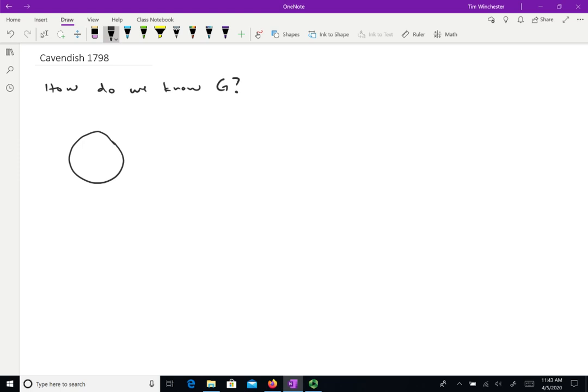Okay, so here's the Earth. Here's some object on its surface. And if I measure that force, well, then I can just take Newton's law of universal gravitation. F equals G, mass of the object, mass of the Earth, over radius of the Earth squared. Okay, so if I measure the force on the object and I know everything else in this equation, then I know G. But how do we know the other things in the equation?